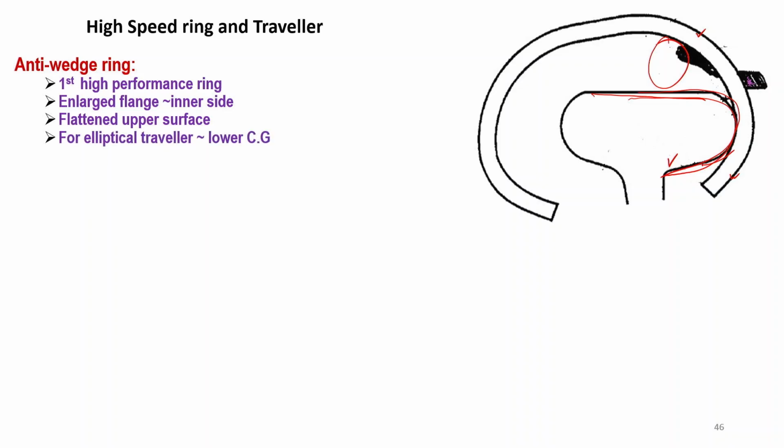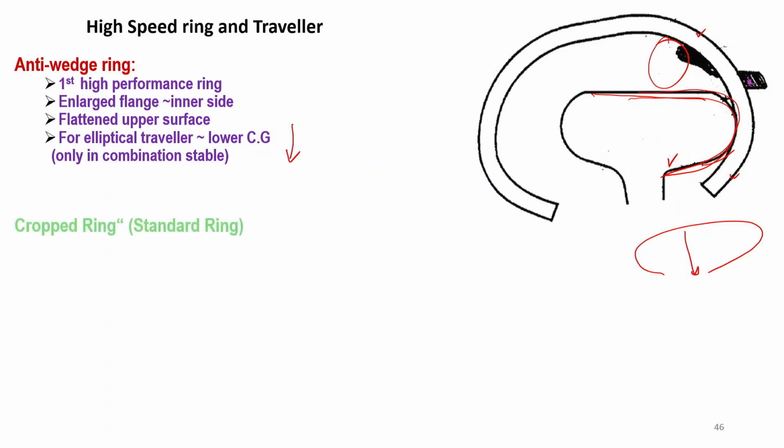The anti-wedge ring is used with the elliptical traveler, and the elliptical traveler's advantage is that the center of gravity is lowered. So the anti-wedge ring and elliptical traveler work in combination. The lower center of gravity is the target, to have stable movement of the traveler over the ring.